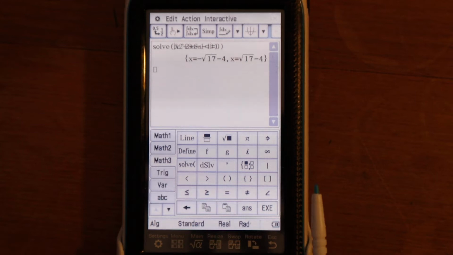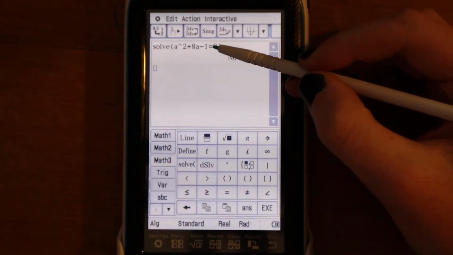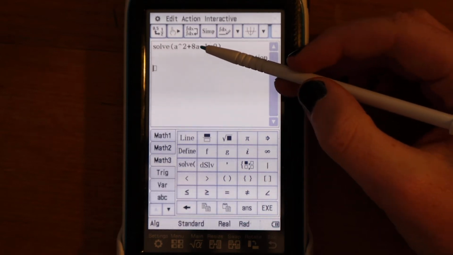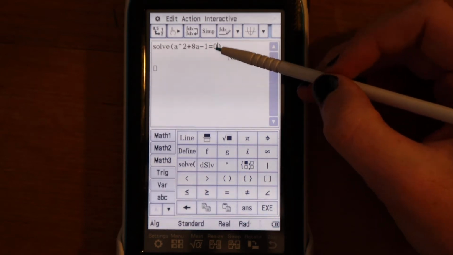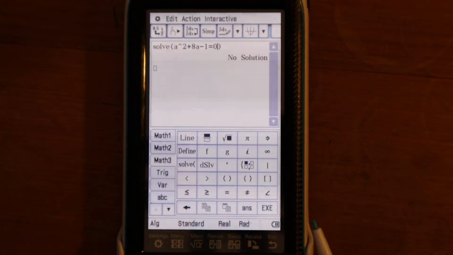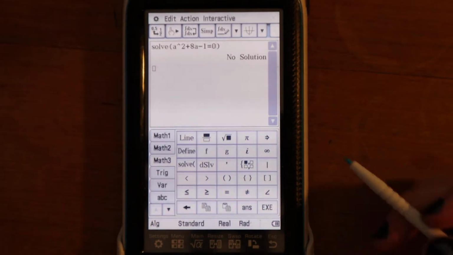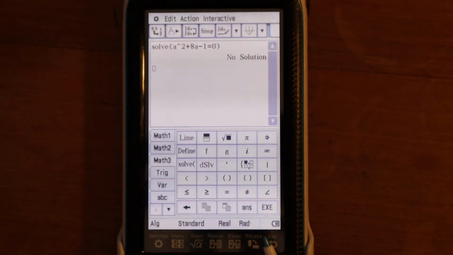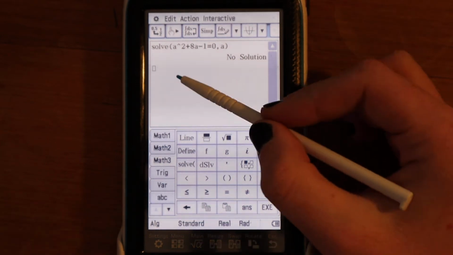But if we put in a instead of x, it gives us no solution. The reason for this is because the solve function automatically goes for the x parameter as what it's trying to solve for. So it's always been trying to solve for x, and there's no x in here. So to fix that, you have to add an extra little thing, which is a comma, and then put whatever you've got in.